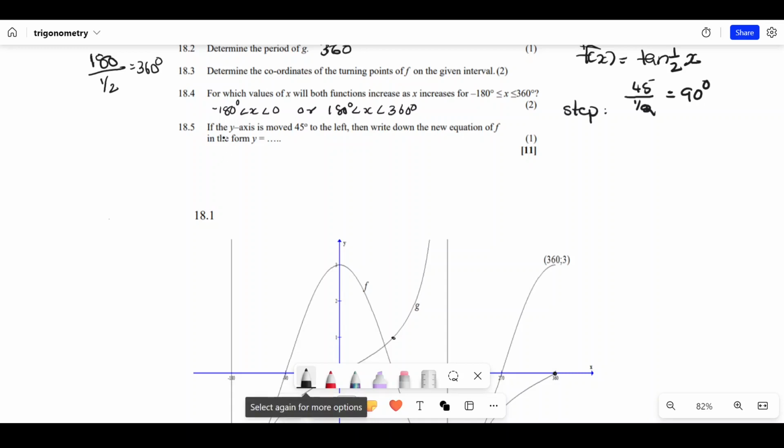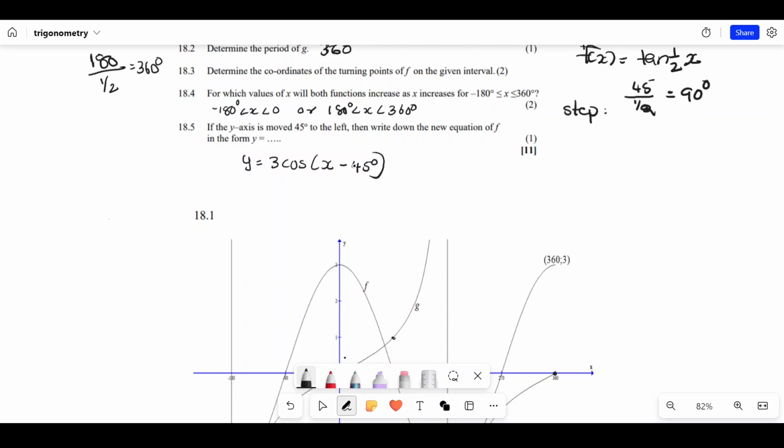Okay, 18.5. If the y-axis moves 45 degrees to the left, what happens to the graph? If the y-axis moves to the left, it means the graph is moving to the right. So when a graph is moving to the right, this is how we show it as the answer. 3 cos x, x is moving 45 degrees to the right, so it's x minus 45 degrees. That's how we write the equation of the new function.